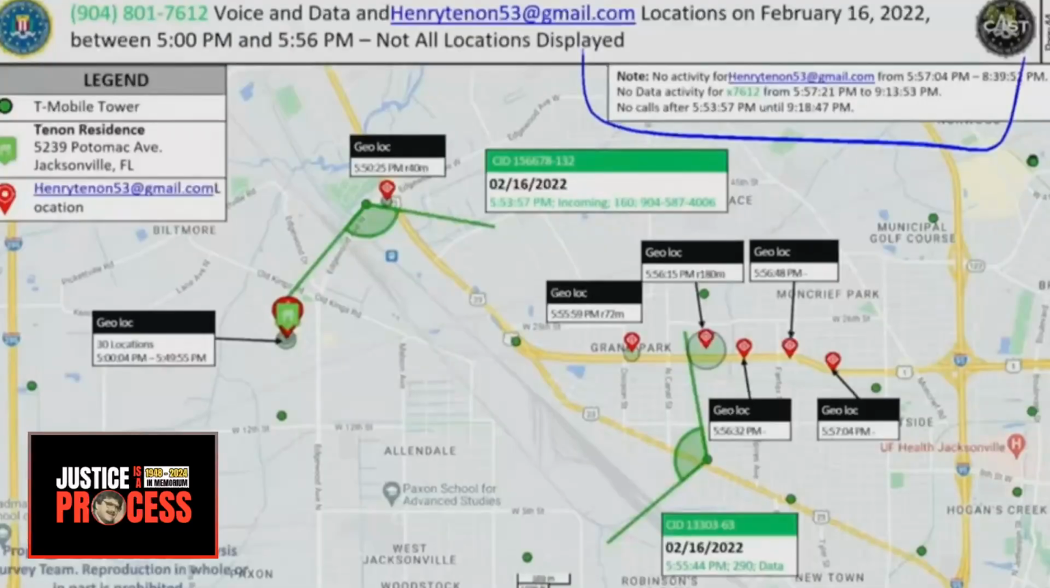Yes, there's no data activity for 7612 from 5:57 p.m. to 9:13 p.m. So that's data sessions. That's the phone's access to the World Wide Web. There's no calls after 5:53 until 9:18 p.m., 5 minutes after you start to see data sessions again. And there's no activity for Henry Tenon 53 between 5:57 and 8:39 p.m.